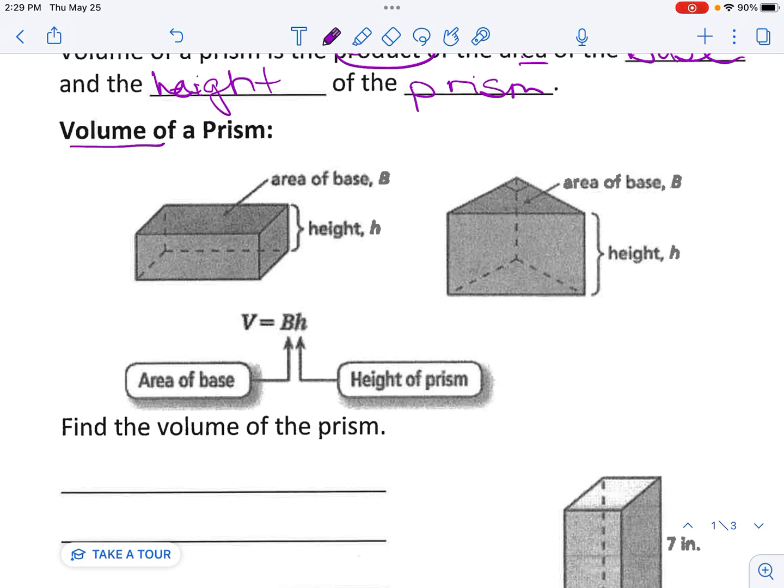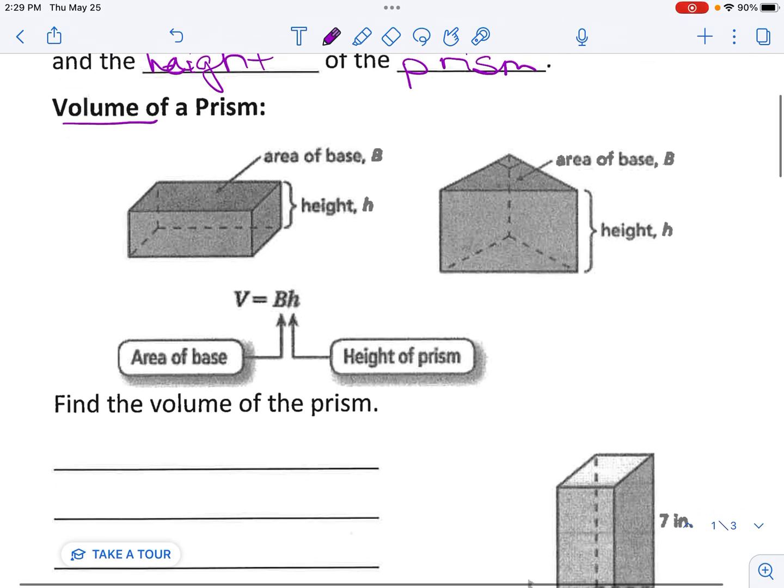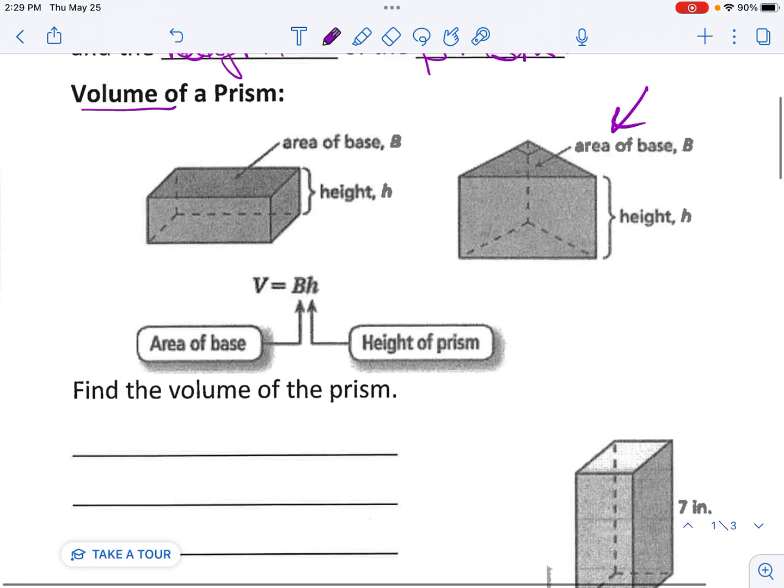A lot of times in elementary school, we would say length times width times height. That's true for a regular rectangular prism, but sometimes it would be a triangular prism, so we just can't say length times width times height. So now we use a capital V for volume, a capital B for the base, and that means the area of the base, multiplied by the height.